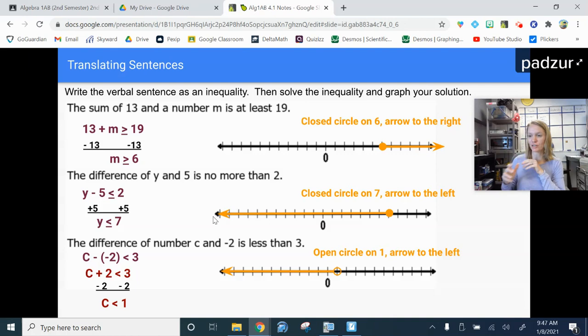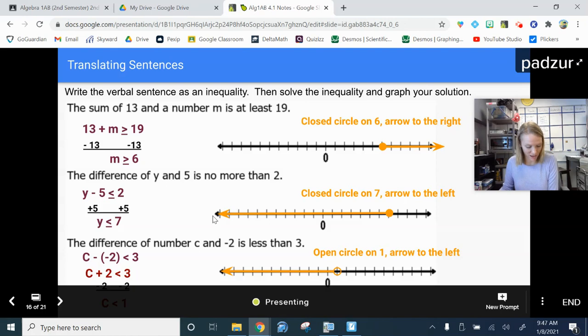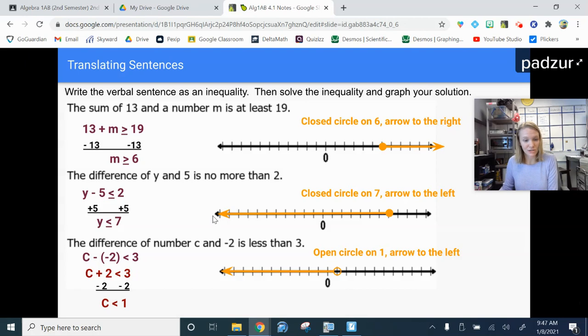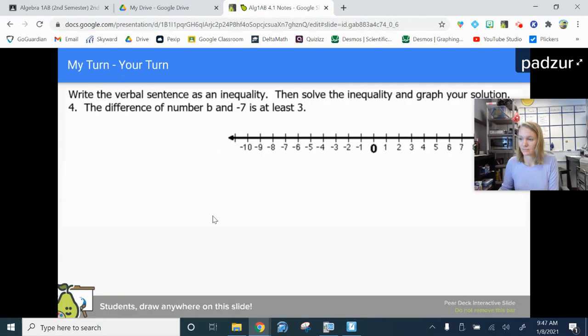All right, so we have a couple my turn, your turn. We'll do them one at a time, see how we do. So I'm going to give you guys a couple of minutes to try number 4. The difference of a number b and negative 7 is at least 3. So this is almost identical to the one we just did. Yay, it did what I wanted it to do. All right, so you guys try this out.